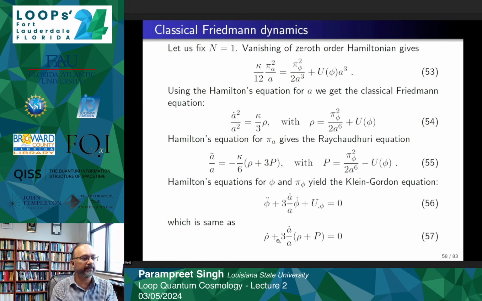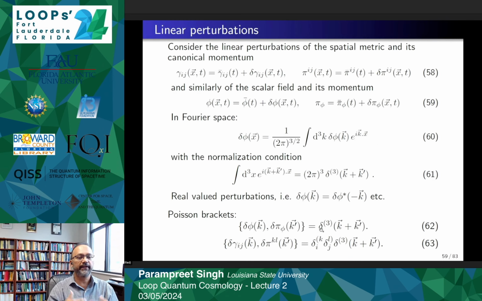So we have completed the square. I've just recast it in terms of these new variables which are useful. And then I've shown from the Hamiltonian dynamics that you can get back to the modified Friedmann, Raychaudhuri, and Klein-Gordon equations. Now we do the linear perturbations.